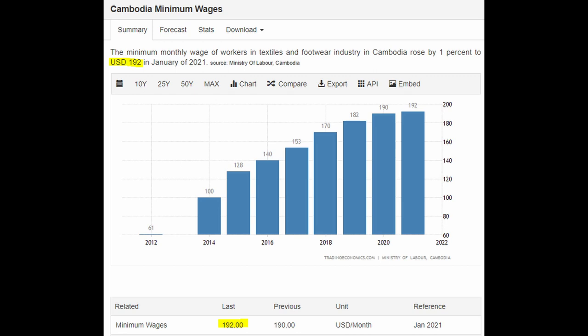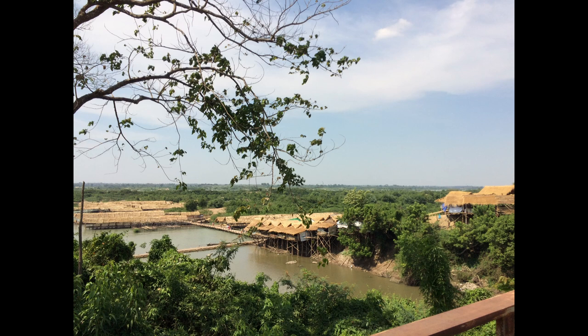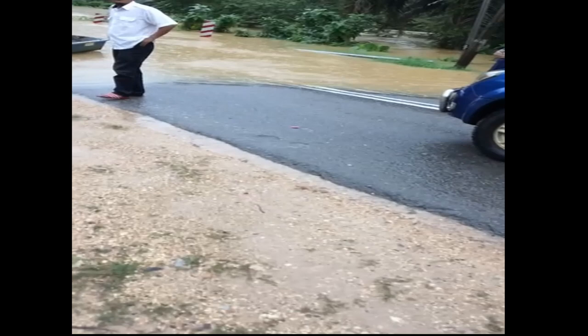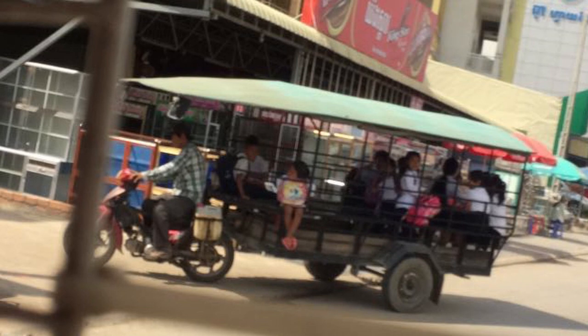And what you're seeing here is a typical rural Cambodian village. I just took this picture going down the road. Further down the road on my way to a different town, you can see here that the road is completely flooded out. And as you can see here, this is a typical school bus, believe it or not. And this is in a larger city. That is a motorcycle with a large wagon attached to it full of students.